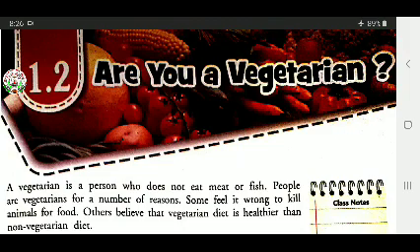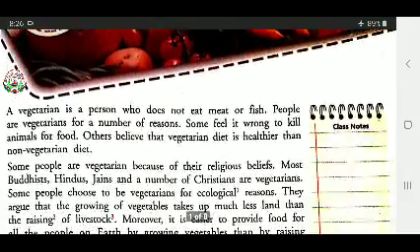Here, it is given that a vegetarian is a person who does not eat meat or fish. This meaning I have already told you in the introduction part. So, a person who does not eat meat or fish is known as vegetarian, and there are a number of reasons for a person to become vegetarian. Many think that it is wrong to kill animals for eating purpose. Many others believe that to be healthy, it's good to have vegetarian diet rather than non-vegetarian diet. Now, next para.